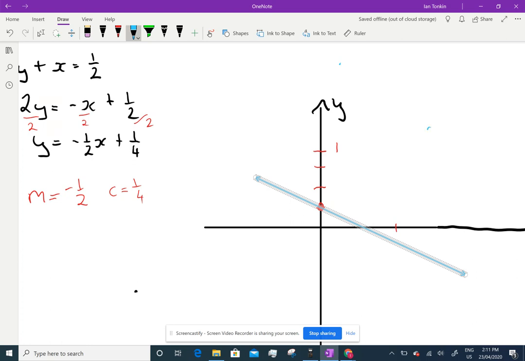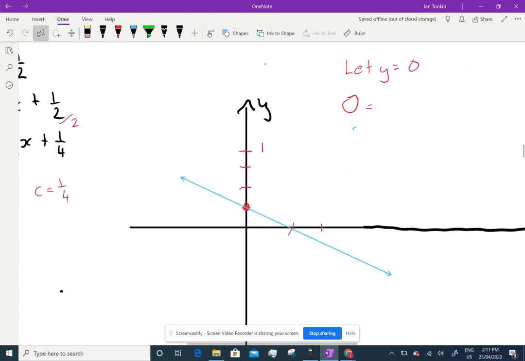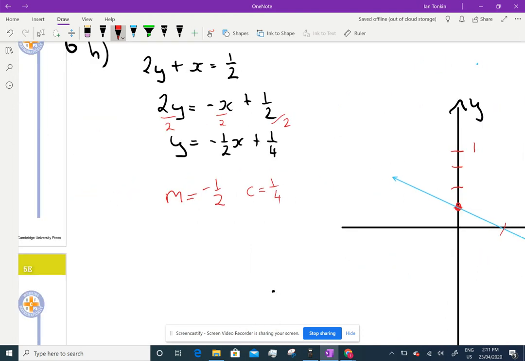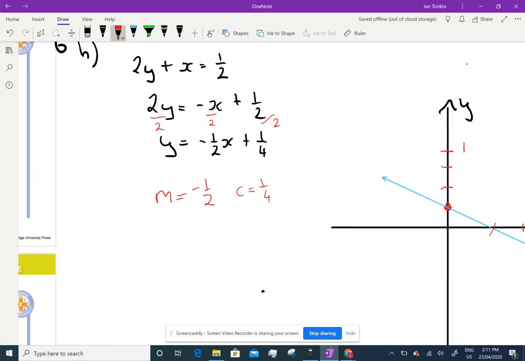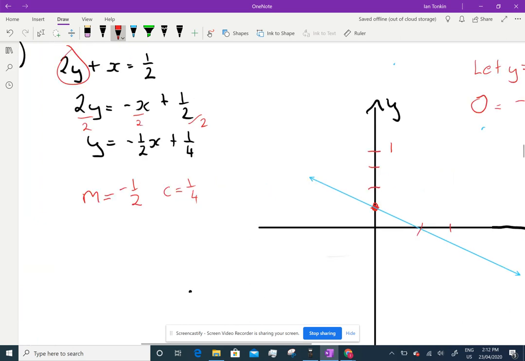That's pretty flat. I don't have to be 100%. How do I find this value here? Well, again, I let y equal 0. Let y equal 0, and I get 0 equals -1/2 x plus 1/4. I could substitute it into the original equation, and you can see there, if I let y equal 0, that's going to go to 0. I'm going to get x equals 1/2.